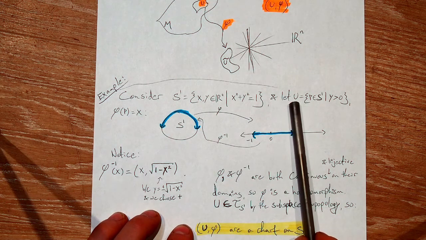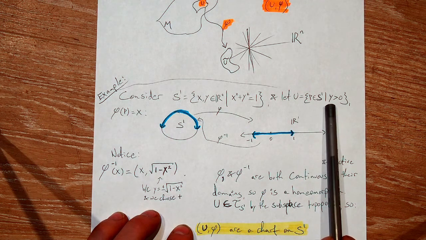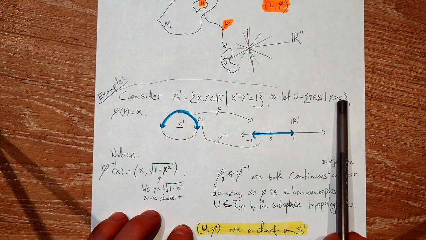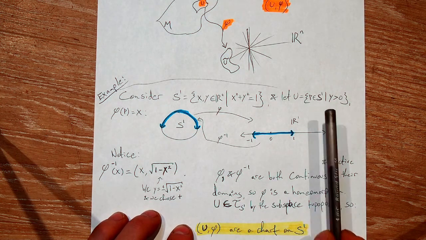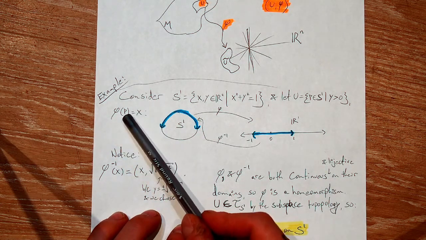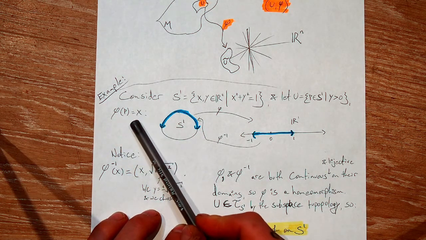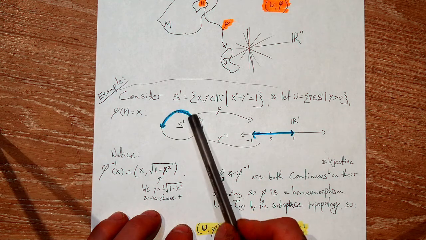Now, let U be equal to the points in S1 such that their y component is greater than 0. I'm being a little sloppy with my notation, but we're adults, and I believe in you. I know you can follow along. Now, let phi be the map that takes a point on the circle and just gives us back the x component. And if we think about this open set, that is this arc of our circle.